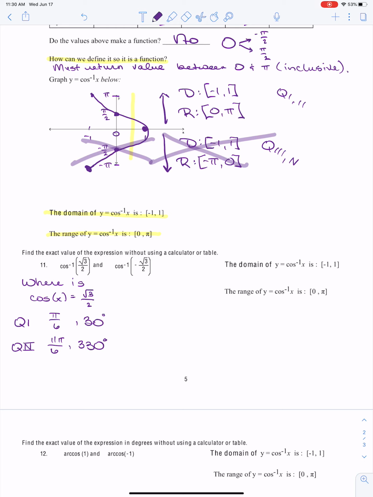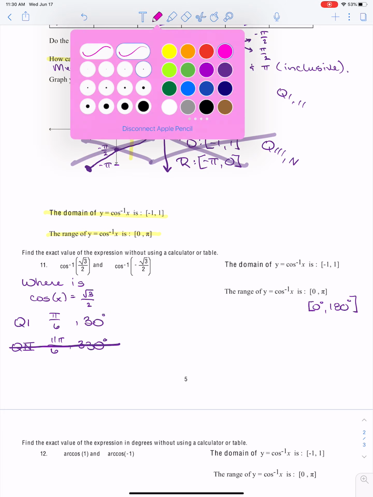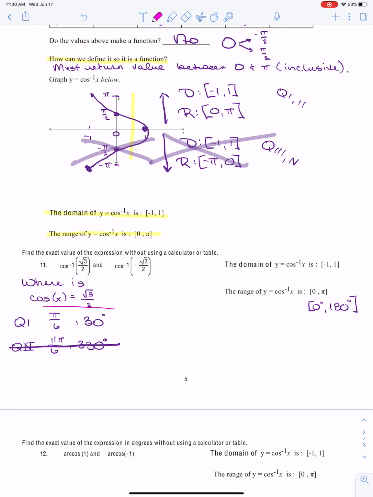Again, our output should be restricted to quadrants 1 and 2. So this value, 11 pi over 6, does not work. If we're considering the range as well, 11 pi over 6 is bigger than pi. We probably want to include the range here in degrees too. So that's 0 to 180 degrees. And our 330 degrees lies outside of that range. So the inverse cosine of square root of 3 over 2 is pi over 6, or 30 degrees, depending on how you're being asked to generate an answer.